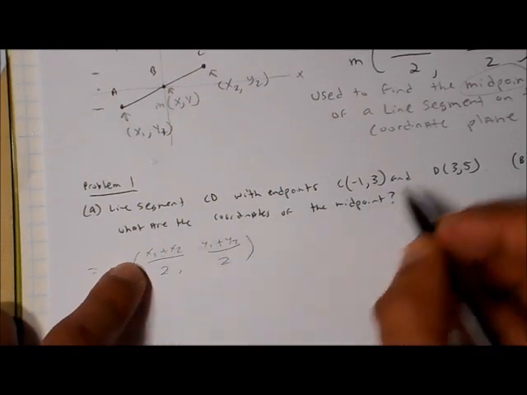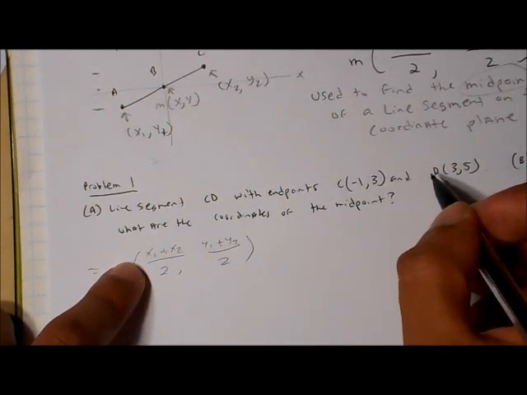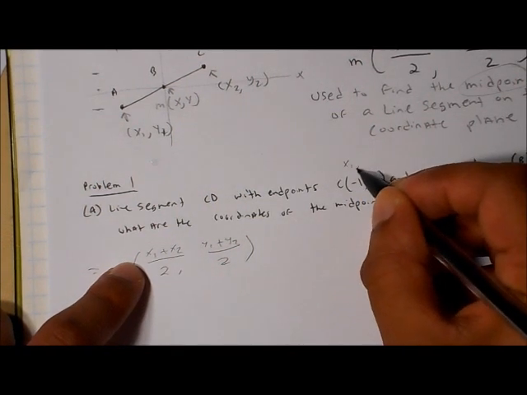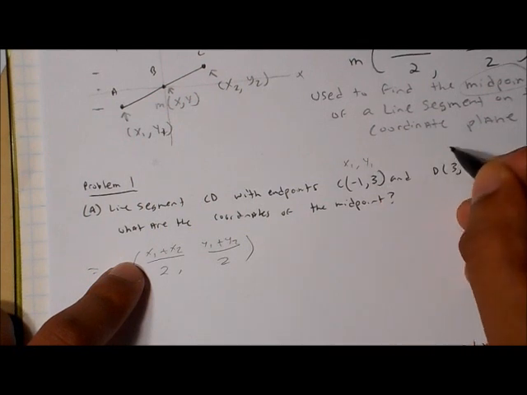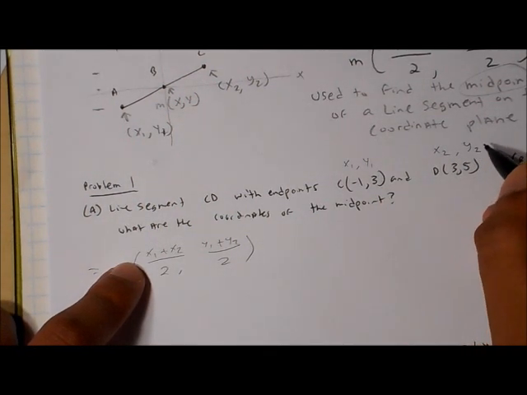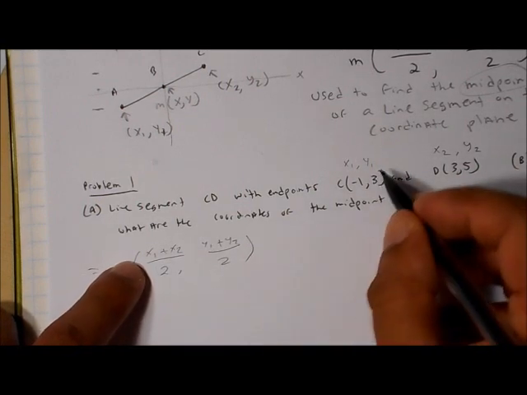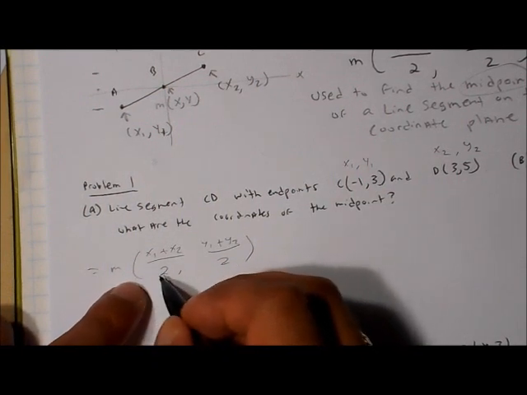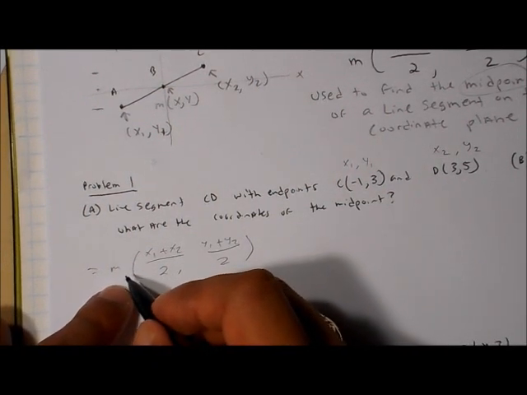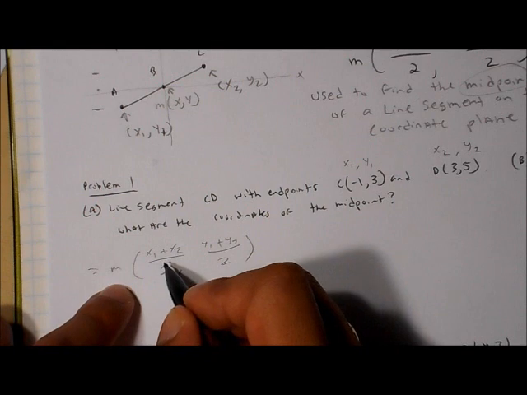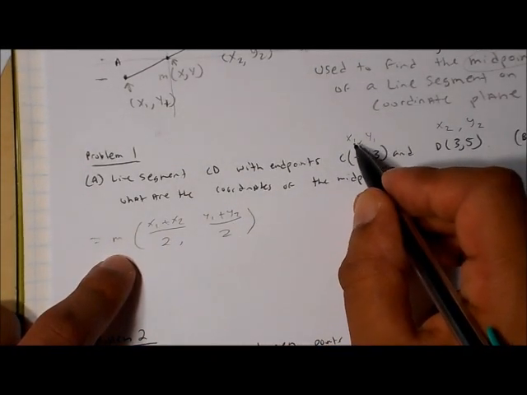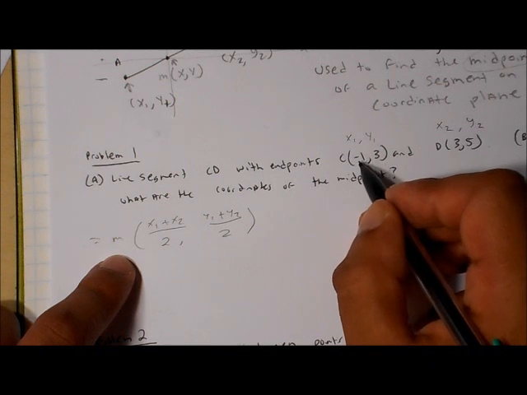Okay, so x1, which will be considered our first point. So let's call this our first point, x1, y1, and we'll call this x2 and y2. Okay, so let's go ahead and plug in our numbers. Now our midpoint here is just saying that we're looking for the x coordinates, and here we're looking for the y coordinates.